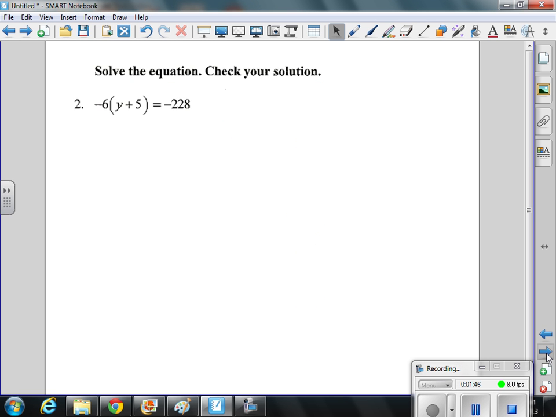Number 2, solve the equation and check your solution. Hopefully all of you recognize by now that we are viewing the distributive property right in there. So we're going to distribute the -6 to the y and to the 5.